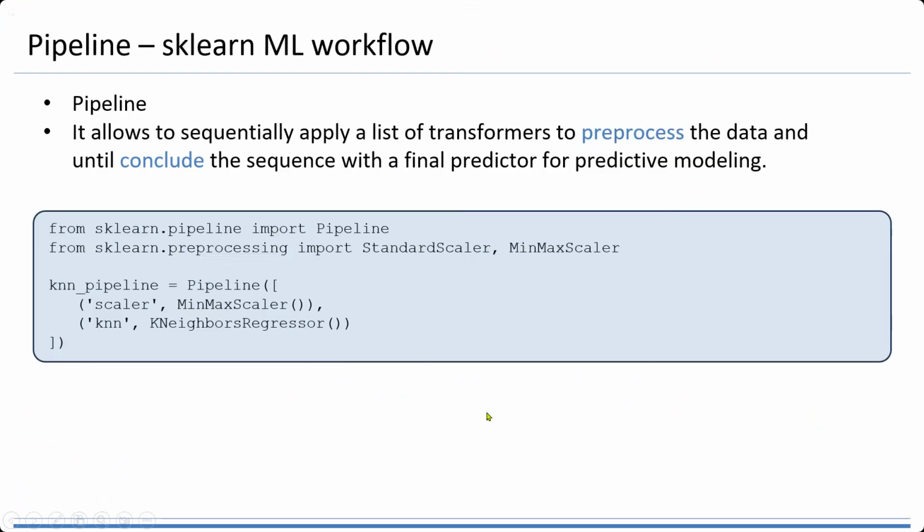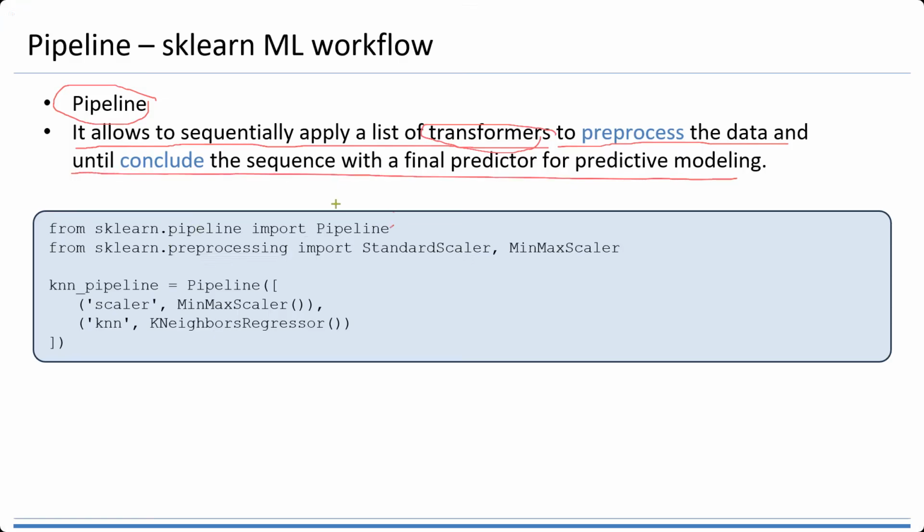In order to make a good workflow in machine learning, we can use a pipeline. Pipeline is one of the libraries in sklearn. It allows you to sequentially apply a list of transformers. Transformer means it transforms the data before we do the machine learning, to pre-process the data, and then concludes the sequence with a final predictor for the predictive modeling.